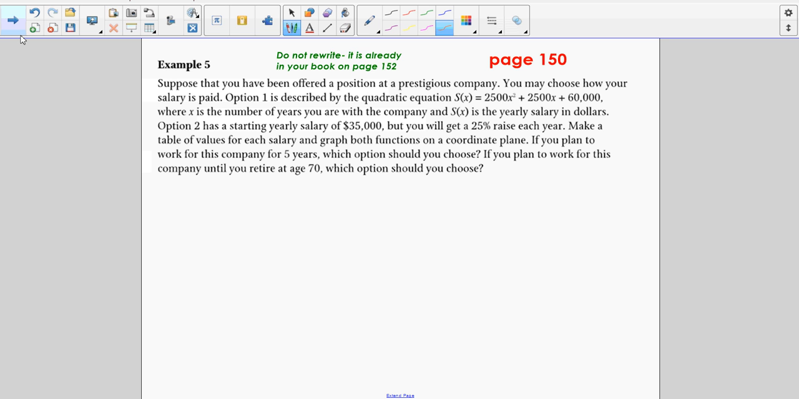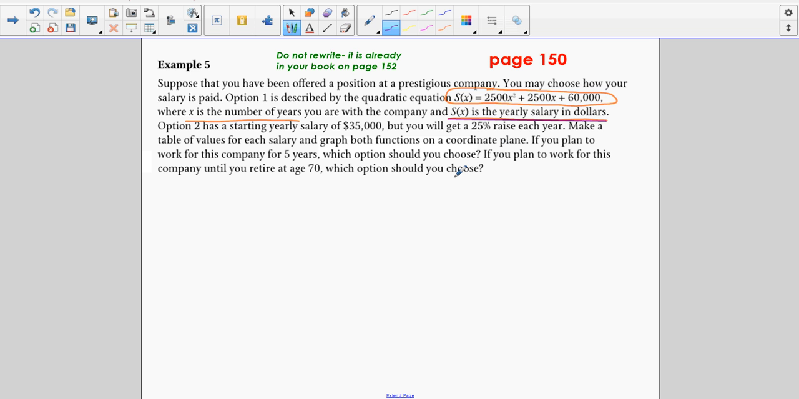So it says, suppose that you've been offered a position in a prestigious company. You may choose how your salary is paid. Option 1 is described by the quadratic equation S of x equals 2,500x squared plus 2,500x plus 60,000, where x is the number of years, and S of x, so y, is how much money you're making. Okay. Option number 2 has a yearly salary of $35,000, but you'll get a 25% raise each year.